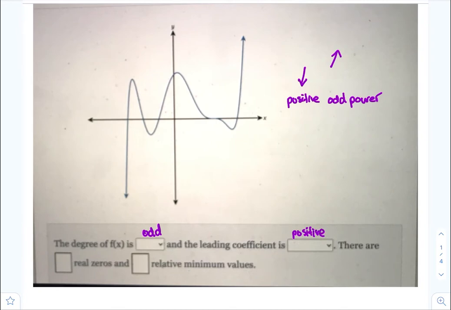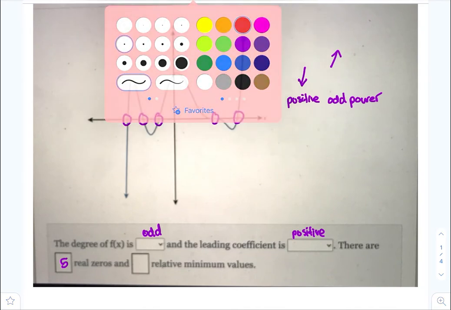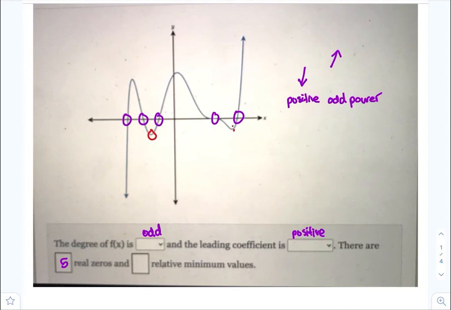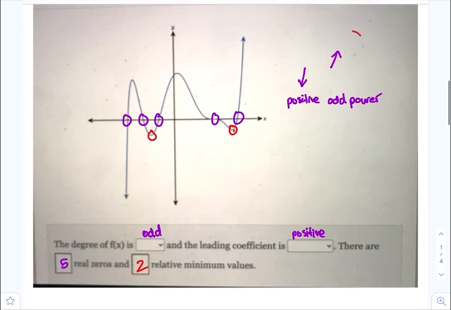How many real zeros do you see? 1, 2, 3, 4, 5. So 5 real zeros. And relative minimum. So this one's asking how many minimums do you guys see? 1, 2. 2 relative minimums. And you guys get this information from your notes.